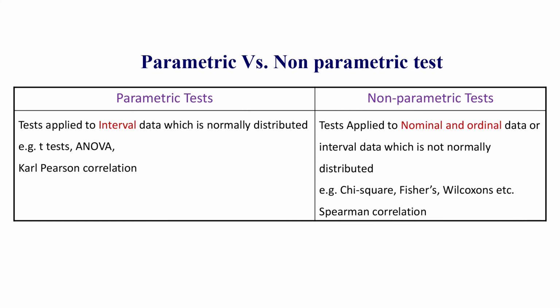Now the tests are also based on whether the data is parametric or non-parametric. There are tests which are called parametric or non-parametric tests. The test which you apply for parametric data is obviously called a parametric test. So which data is parametric? We have seen that interval type of data is parametric. So whatever test we apply for interval data is called a parametric test. The tests applied to nominal or ordinal data are called non-parametric tests. Examples of parametric tests are t-test, ANOVA, Karl Pearson correlation, and non-parametric tests are chi-square, Fisher's, Wilcoxon, and so on.